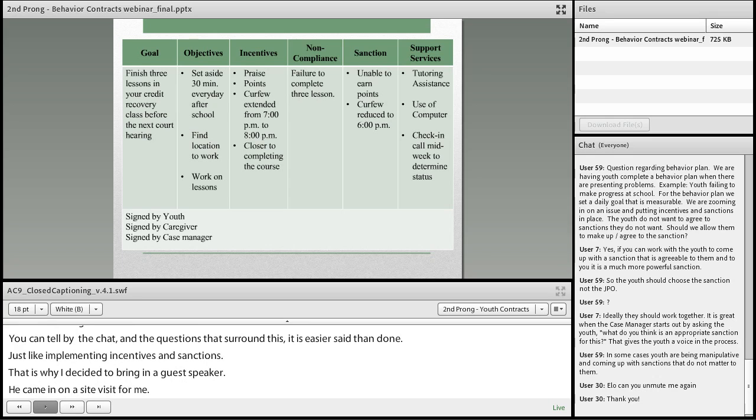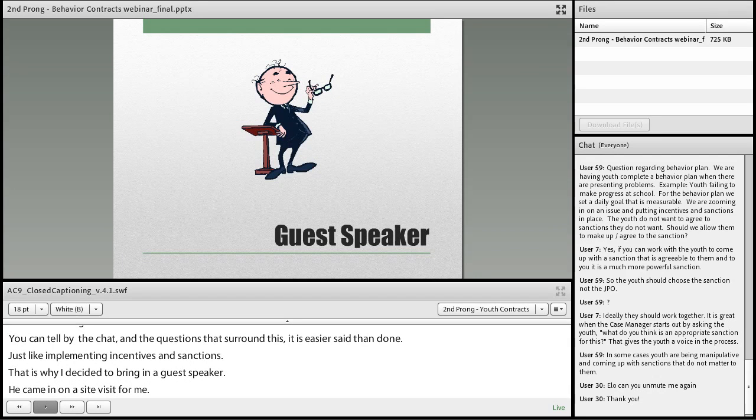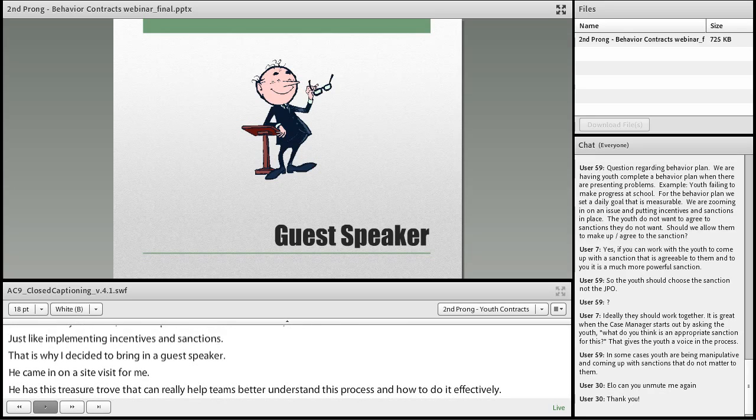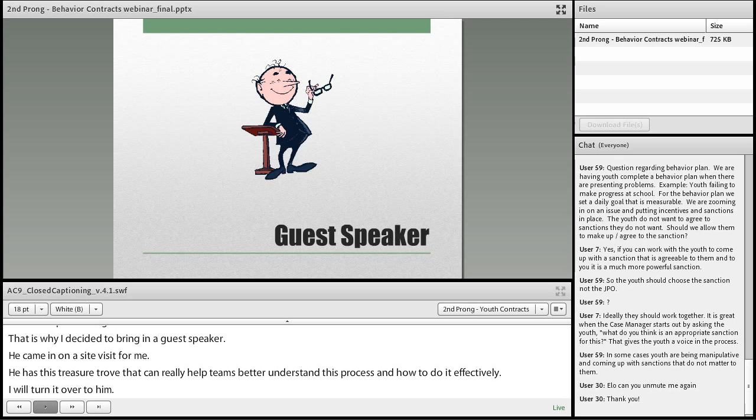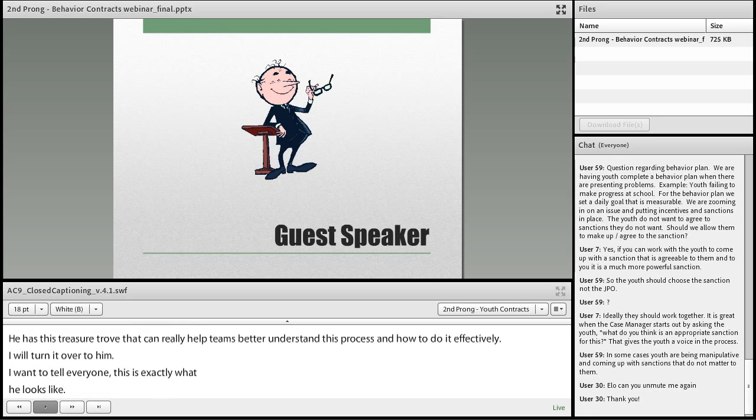So I'm just going to turn it over to him, and I just want to tell everyone, this is exactly what he looks like. That's a picture. Go ahead, Doug. Well, that's what I looked like before I gained a little bit of weight. I look much better now, filled out. I just want you to know.